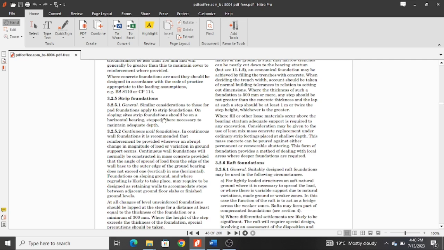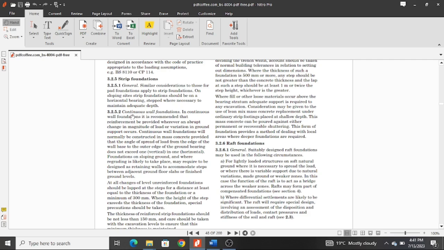On sloping sites, strip foundations should be on a horizontal bearing, stepped where necessary to maintain adequate depth. So it is not advisable to have strip foundations that are sloped. It is good that they are on level ground. And if the slope is very high, you can do steps, or you design a house that has steps, which we normally call a bi-level house. So you could take this into consideration.